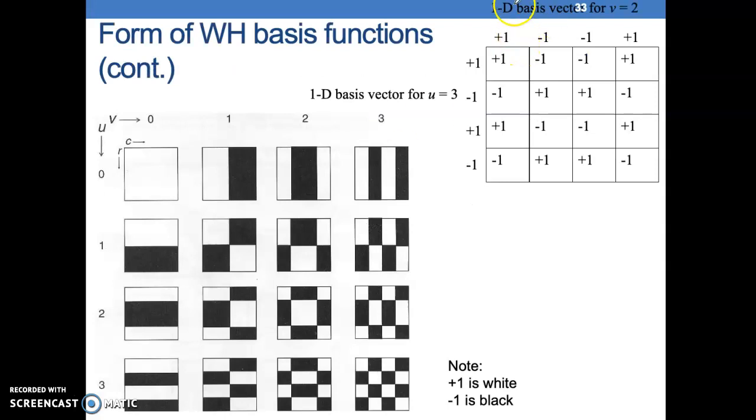So if it is in 1D, 1D can be the first row, can be the second row or third row, or it can be vertically. First column, second column, and third column, and fourth. So it depends on how you want to do the projection.